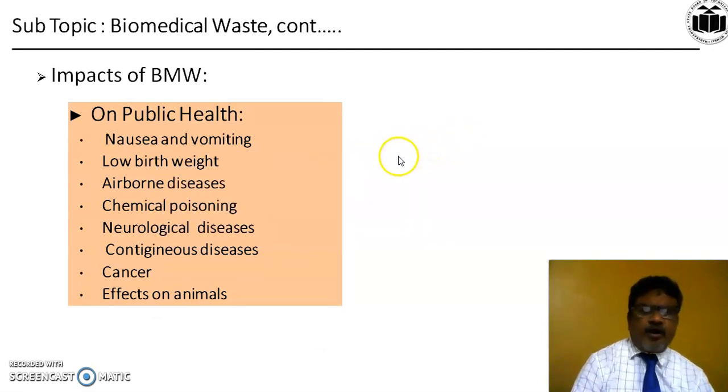Now next point is impacts of biomedical waste. The biomedical waste also has two impacts. First is on public health and other is impacts on environment. So the impacts on public health are nausea and vomiting, low birth weight, airborne diseases, chemical poisoning, neurological diseases, contagious diseases, cancer and various health effects on the animals.